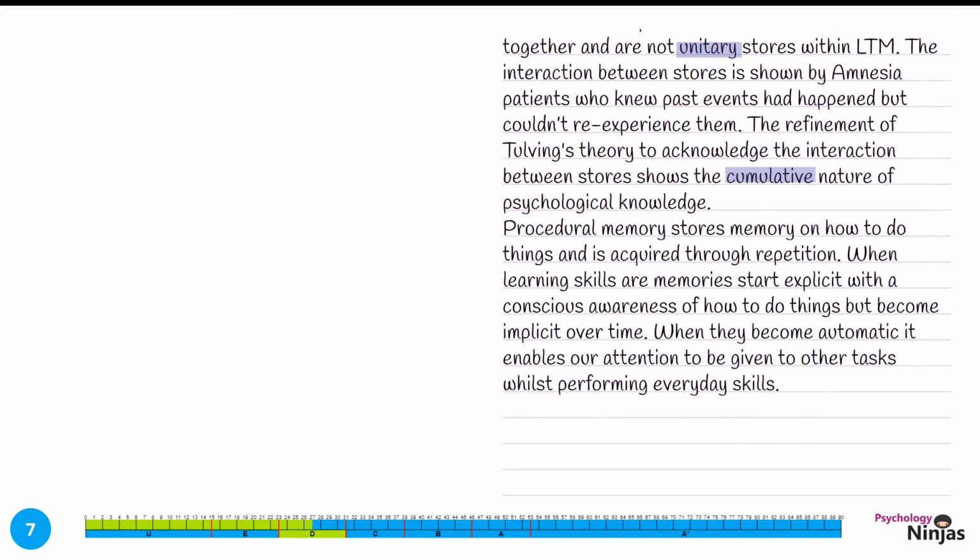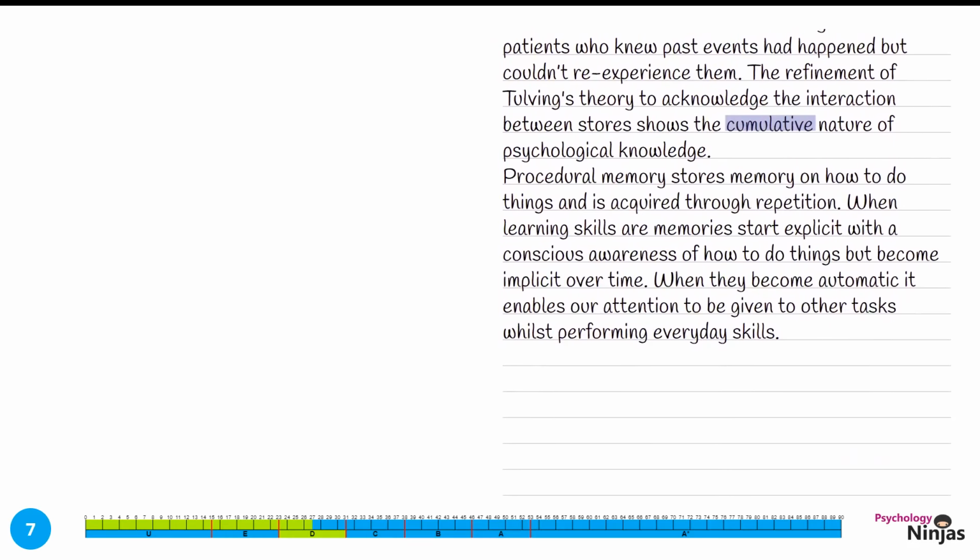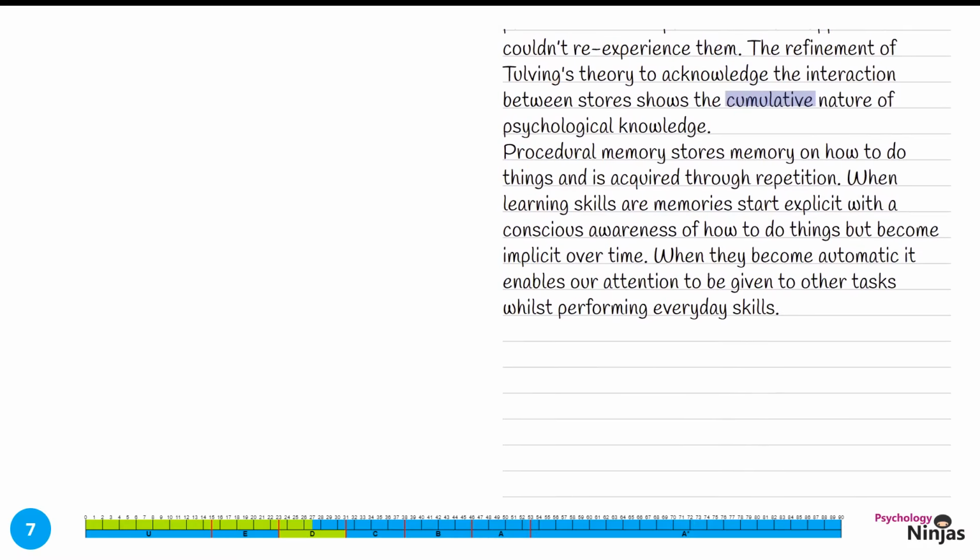Procedural memory stores memory on how to do things and is acquired through repetition. When learning skills, our memories start explicit with a conscious awareness of how to do things but become implicit over time. When they become automatic, it enables our attention to be given to other tasks while performing everyday skills. We've shown our understanding of procedural memory by talking about that this is learning skills, how to do things. These start explicit and become implicit over time. The fact that we're discussing their automatic nature, especially when skills are established, means we're showing deep and thorough knowledge of this particular type of long-term memory.